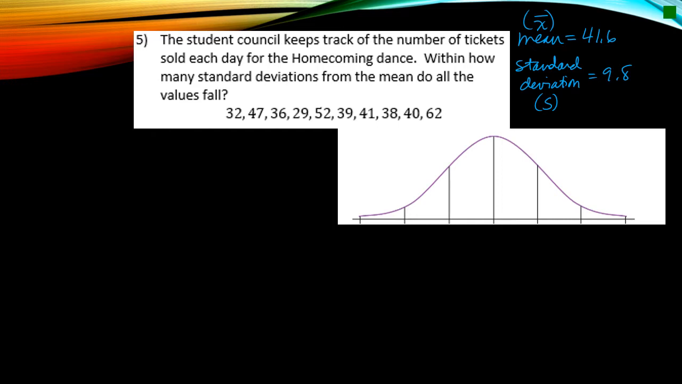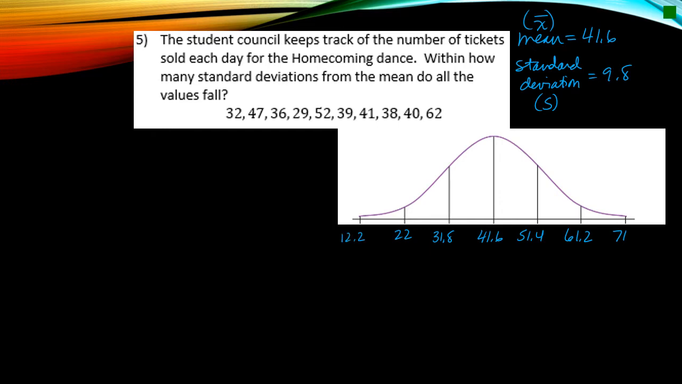So the mean is 41.6, that goes in the middle. And then going to the right, I would have 51.4, 61.2, and 71. Going to the left, I would have 31.8, 22, and 12.2.